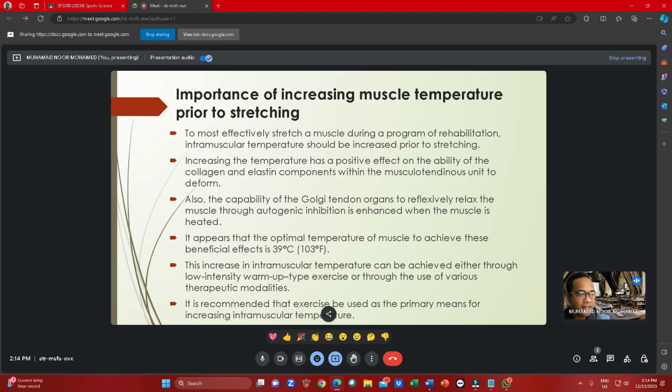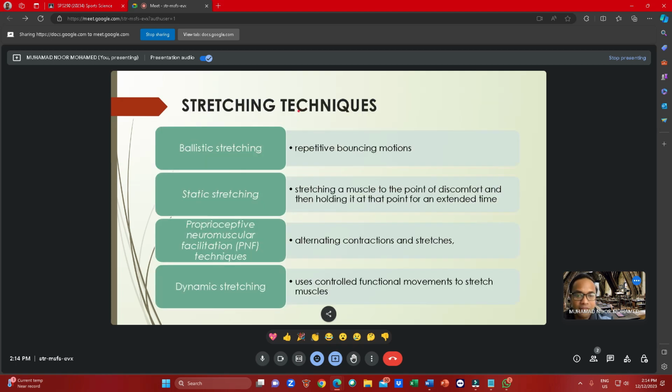Right, next one. Okay, stretching techniques, we have different ones, but comparing all of these techniques, it is much more beneficial to stretch using the PNF technique. Okay, proprioceptive neuromuscular facilitation, alternating contractions and stretches.